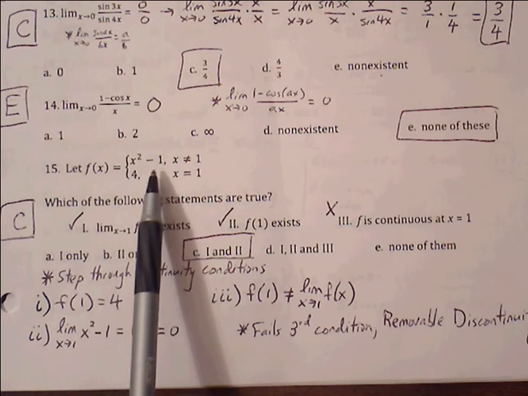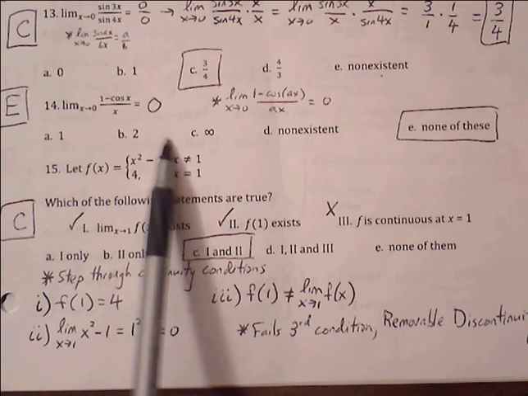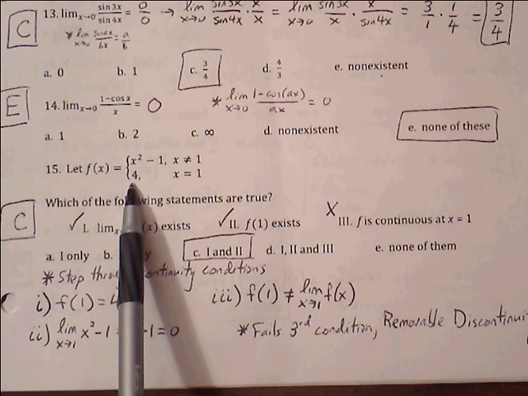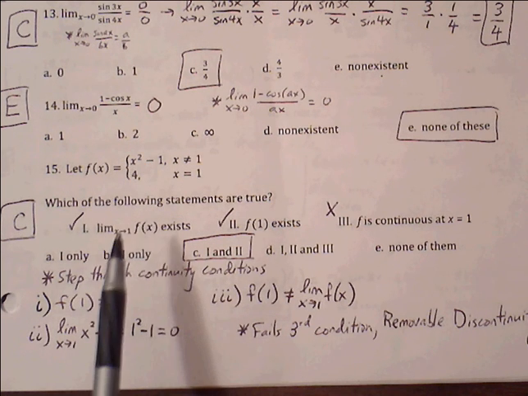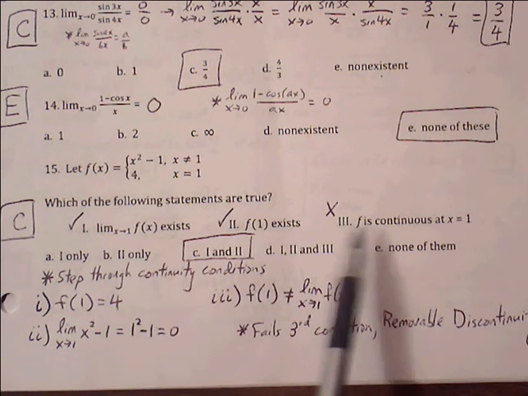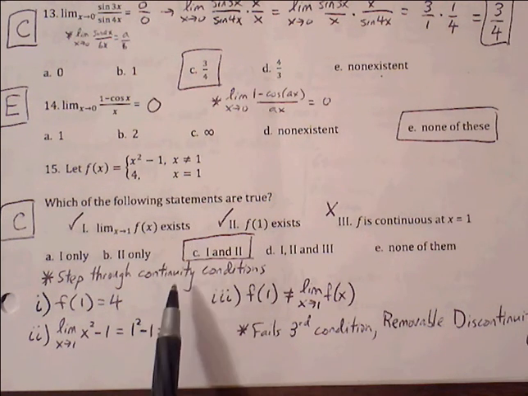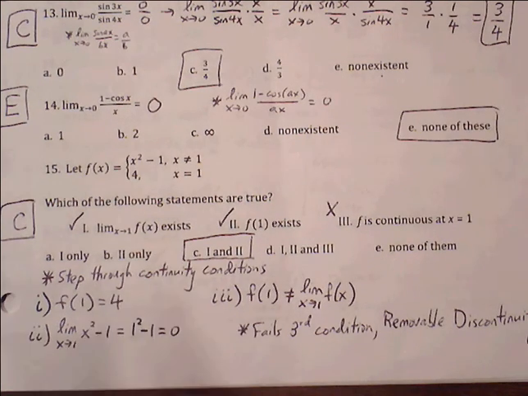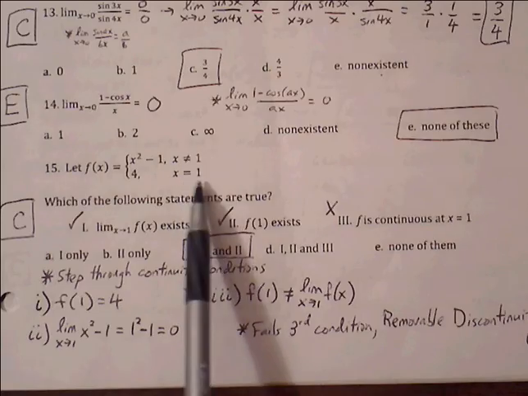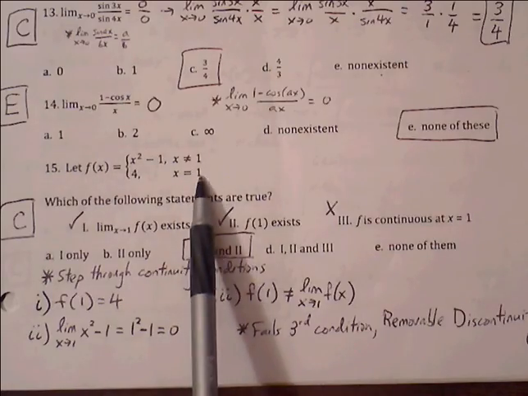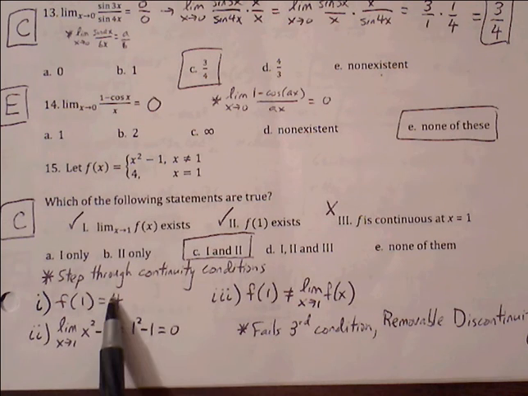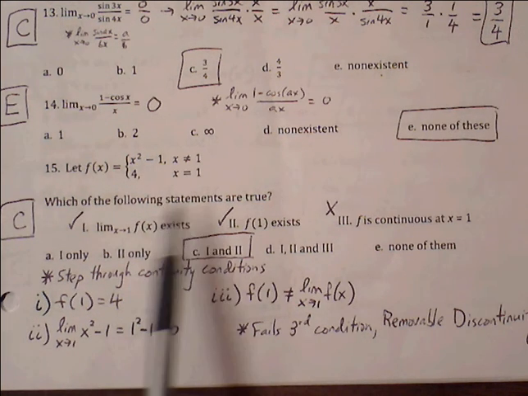For 15, we have a piecewise function, x squared minus 1 on either side of 1, and then we have an ordered pair of 1, 4. Which of the following statements are true? These are all dealing with limit continuity conditions. So let's just step through continuity conditions. So the first condition, the point in question is at x equals 1. So we want to find the ordered pair f of 1 is equal to 4. That does exist. Okay. Next thing is find the limit.